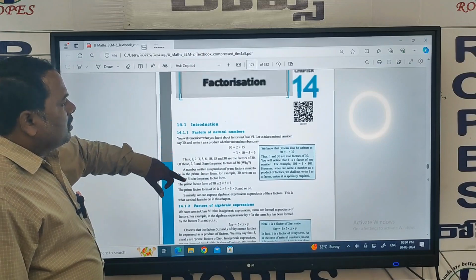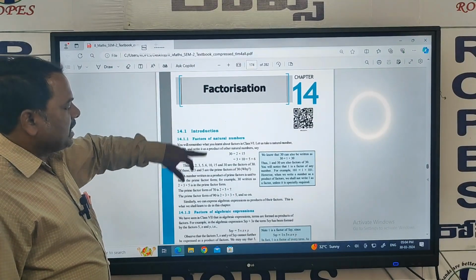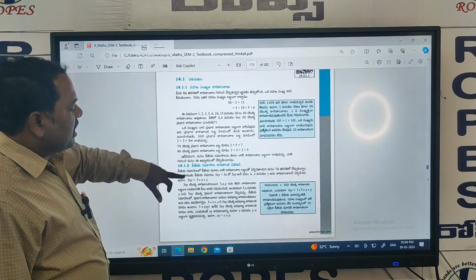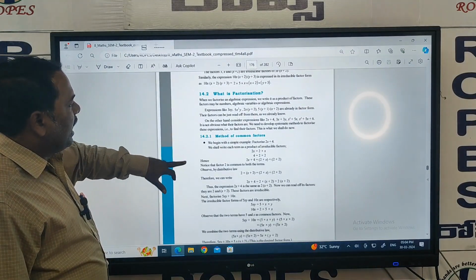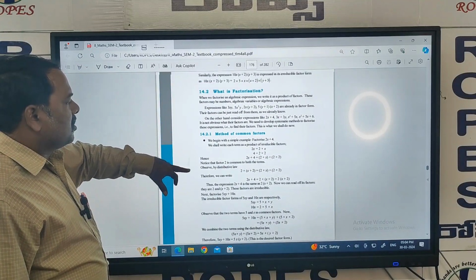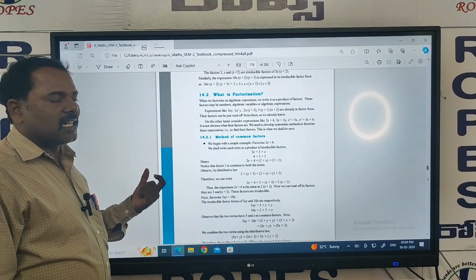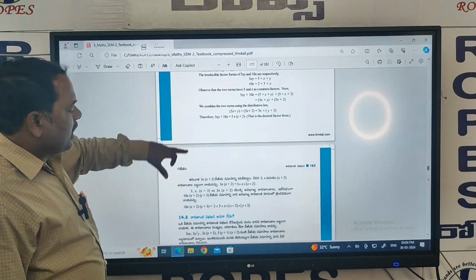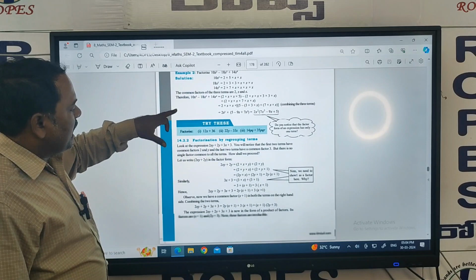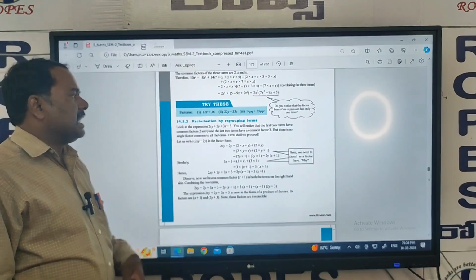So today, chapter number 14 in the 8th class, we discuss factorization. So in this factorization, if you observe carefully, first of all, what is factorization? If we write the factors of the given number, that is nothing but factorization, we can say easily. And if we observe before the exercise, there is a "Try This".